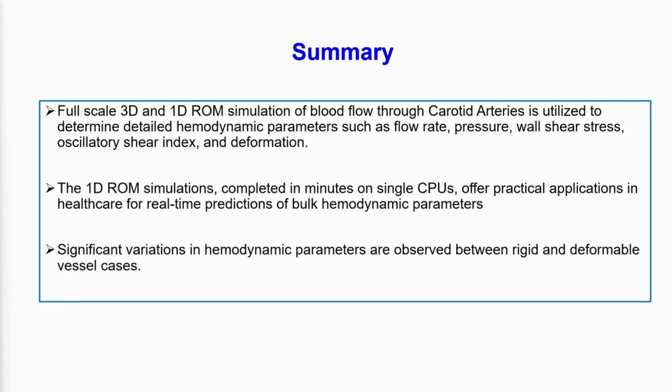So, to summarize this session, the full scale 3D and 1D reduced order modeling simulation of blood flow through carotid arteries is utilized to find out flow rate, pressure, wall shear stress, oscillatory shear index, etc. And 1D reduced order simulations could be completed in even minutes on a single CPU. They could be practically very useful for healthcare, for real time prediction of what is going on for a particular patient. And you have indeed significant variations between rigid and deformable vessels. So, this gives at least the justification for doing a fluid structure interaction analysis.